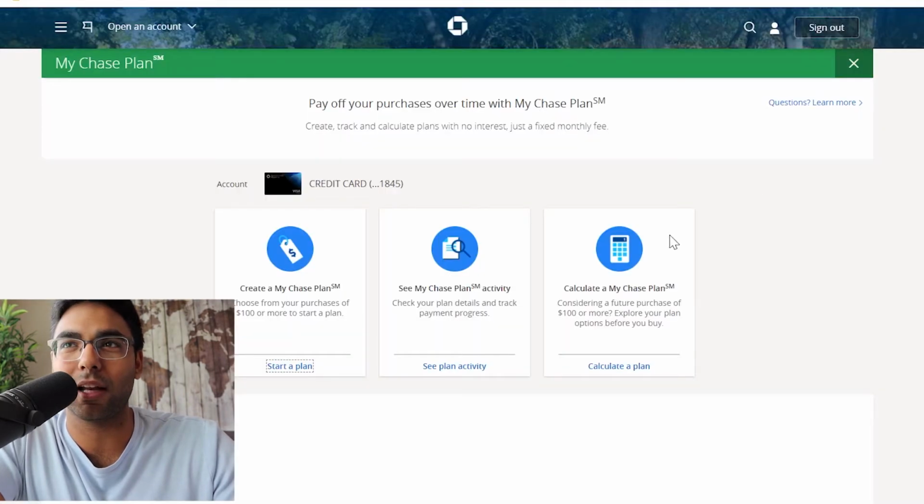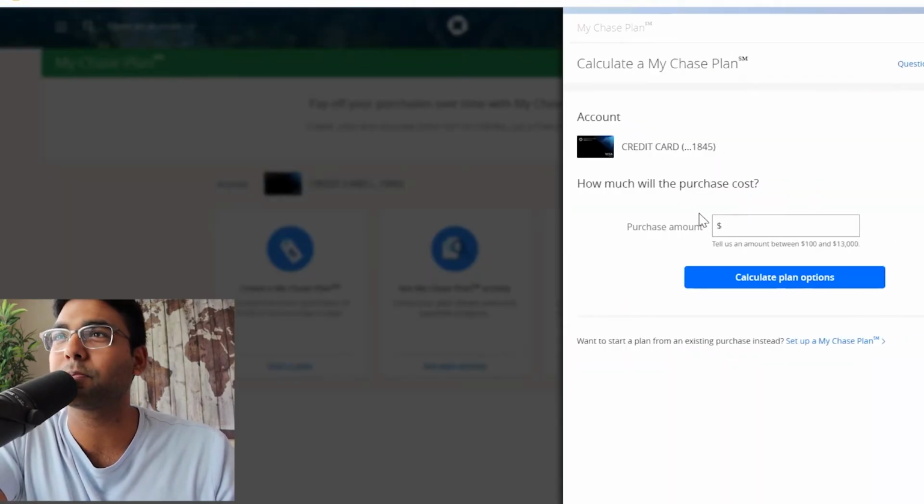So when you say start a plan, right now I don't have any eligible purchases or transactions, but at a high level, I talked to the Chase representative, and what she said was it's based on your interest rate, what that fee would be, and it's basically proportional to that. In this case, my APR is 15.99%, and instead of getting the full interest or zero interest for their particular plans, whether that's 3 months, 6 months, all the way up to 18 months, it's specific to the individual. And so I'll press calculate a plan.